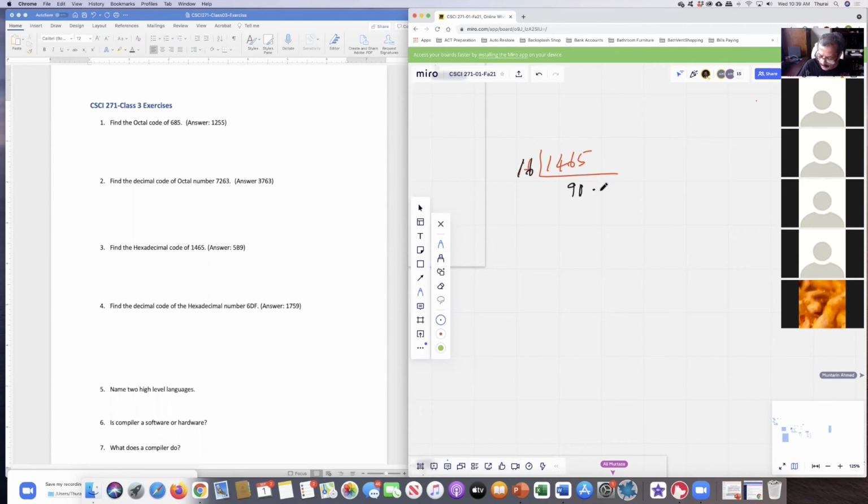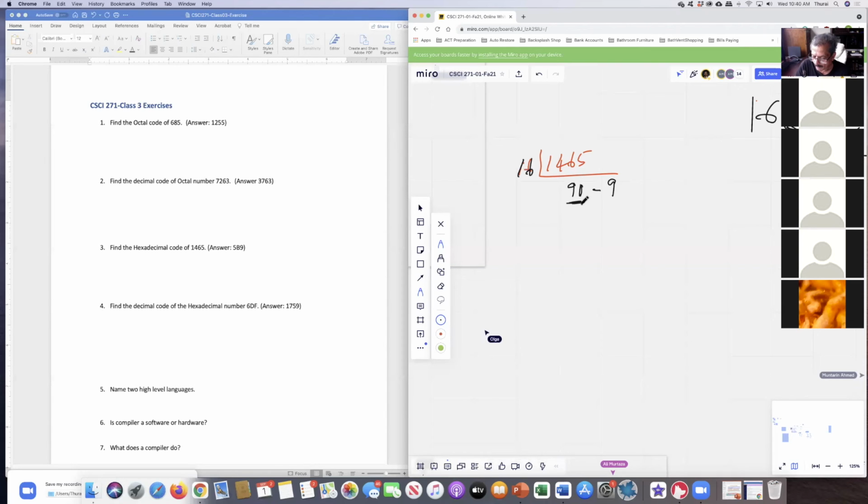Wait, can you repeat that again? What did you do with the 91? I divided 1465 by 16 on the calculator. Do you have a calculator in front of you? Yes. I'm dividing by 16 and getting 91.56. You drop the fractional part. 91 is your answer part. You write that 91. Okay.